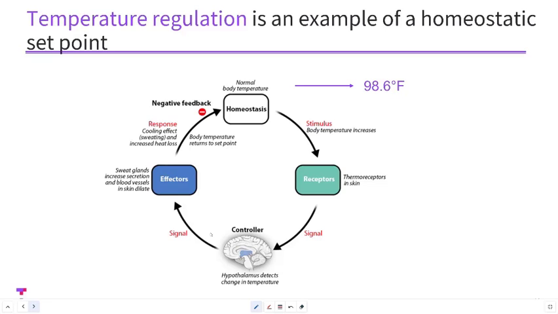Another example could be blood pressure. If your blood pressure is too low, you have receptors called baroreceptors inside the arteries near the heart that will send signals to the brain, and that will then change the rate at which your heart contracts, thereby increasing the blood pressure. So if your blood pressure is too low, it could speed up. If your blood pressure is too high, it could slow down.